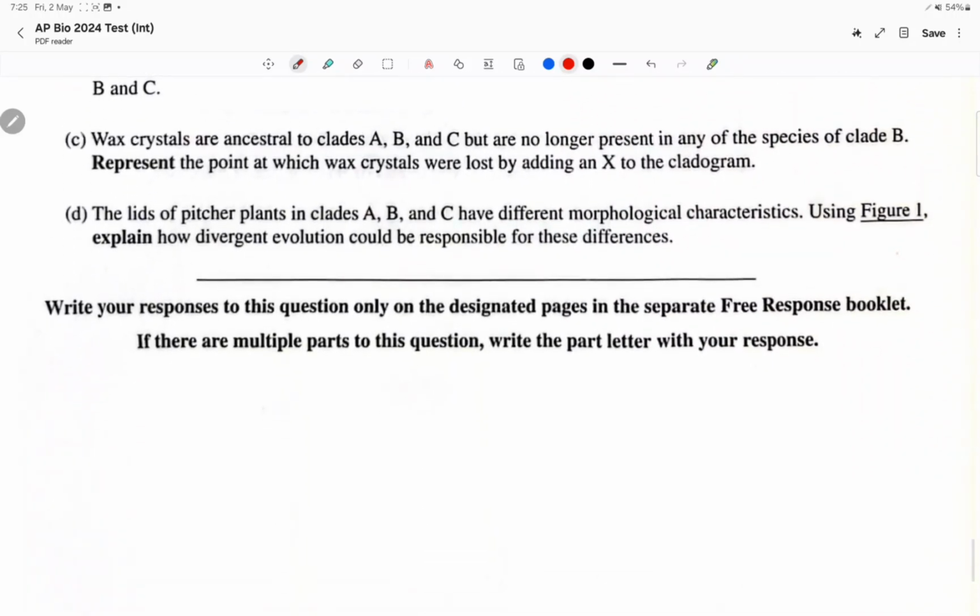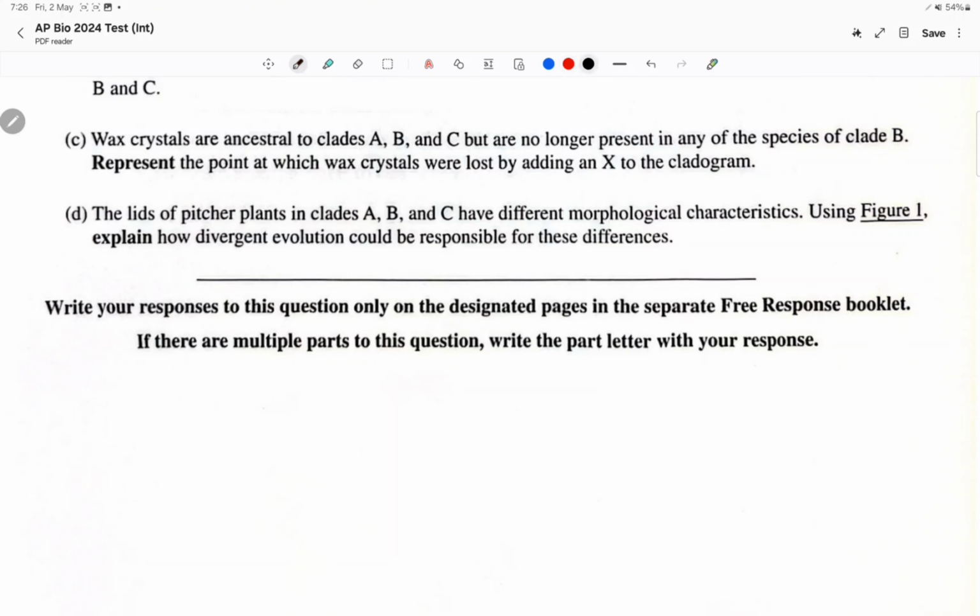D. The lids of pitcher plants in clades A, B, and C have different morphological characteristics. Using figure 1, explain how divergent evolution could be responsible for these differences. So, what is the meaning of divergent evolution? They would have different morphology despite having a common ancestor due to different selective pressures. It's actually quite the opposite of convergent evolution.